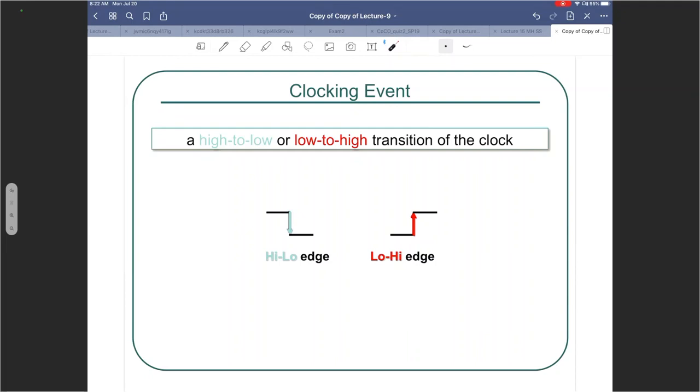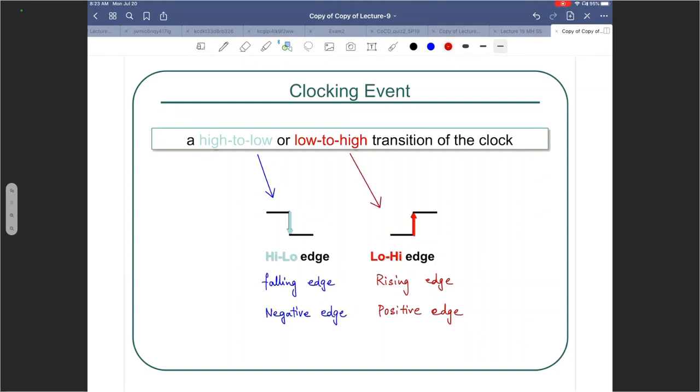Two clocking events. One is the high to low transition that you see over here. This is also called the high to low edge, also called the falling edge, also called the negative edge. I like to use negative edge, so you might hear me use that particular term for this edge a lot, negative edge. And then the other clocking event is the low to high edge, or the rising edge, or the positive edge. So two edges, one is going from low to high, the other is going from high to low.